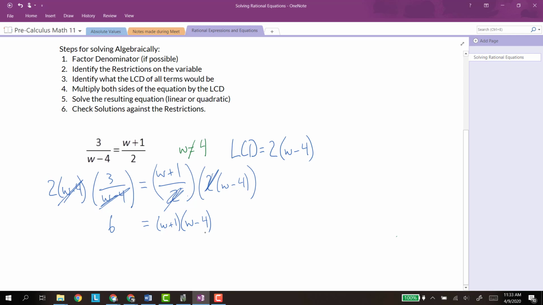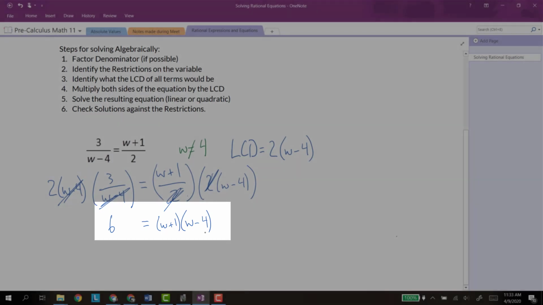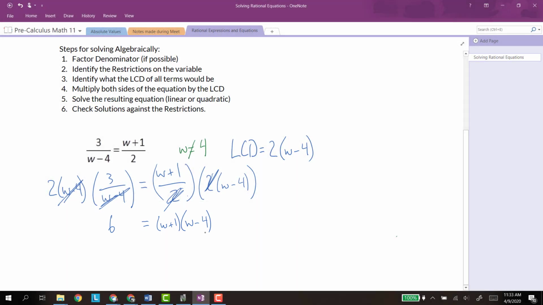In this question here, cross multiplication would work. You could simply do 3 times 2 equal to w plus 1 times w minus 4. And in fact, that's what happened when you look down at the second line of working right here. We've got 3 times 2 is 6, w plus 1 times w minus 4. So you could have actually just gone straight to that point here by doing cross multiplication.